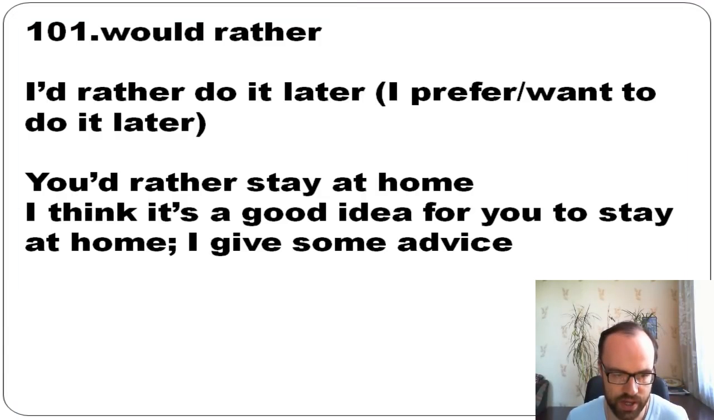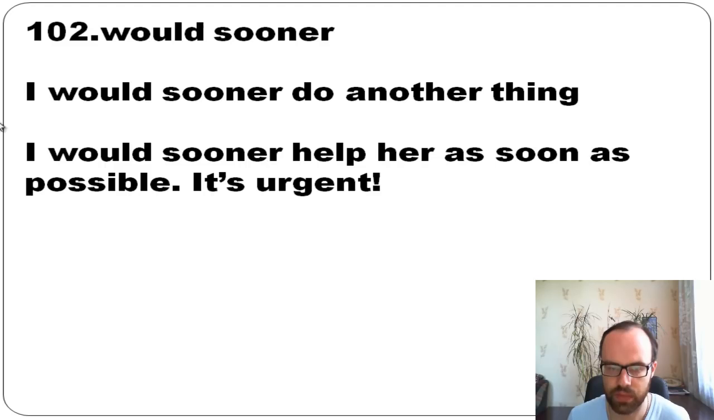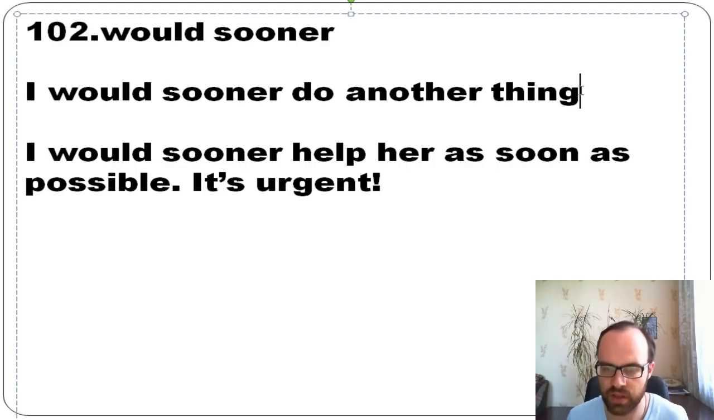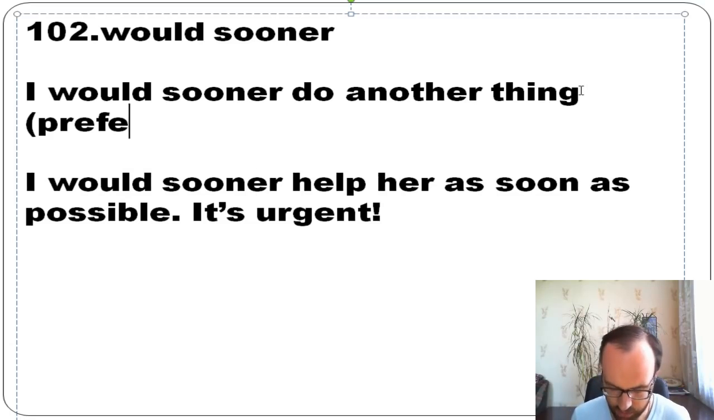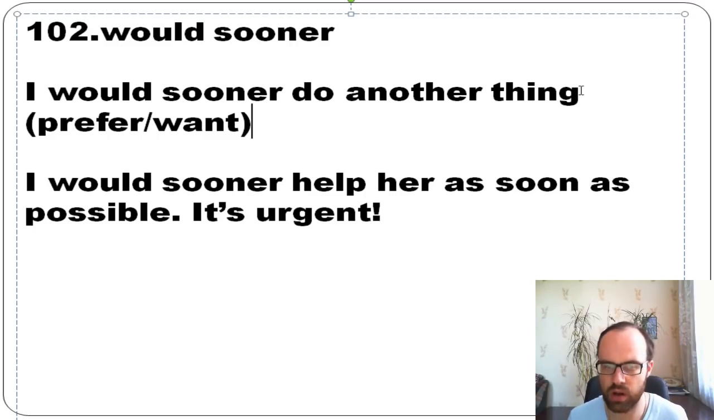All right, so next, would sooner. It's also about things which you prefer to do. I would sooner do another thing. Again, I prefer to do another thing. I want to do another thing, and I want to do it soon. I would sooner help her as soon as possible. It's urgent. So you really wanted to do it first.